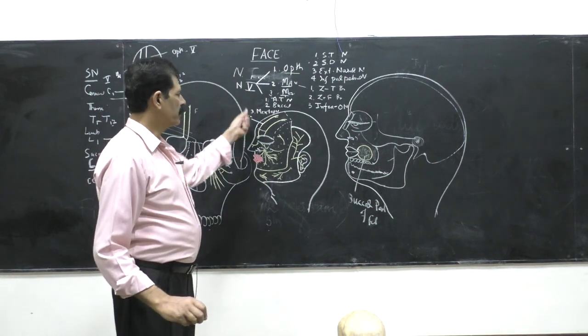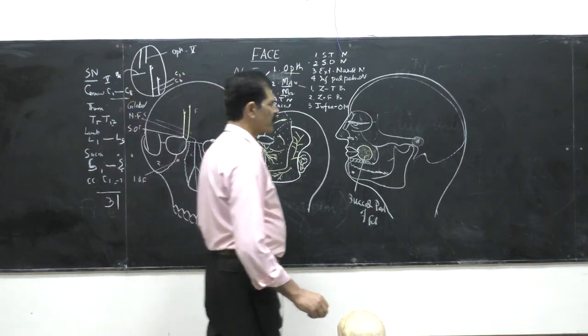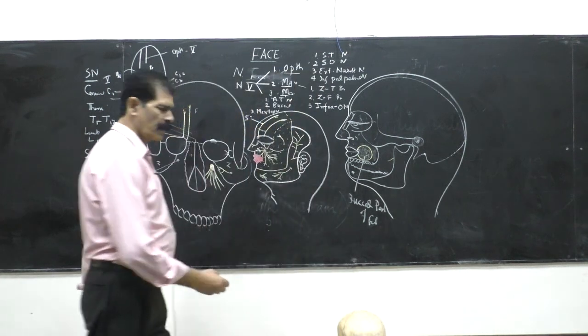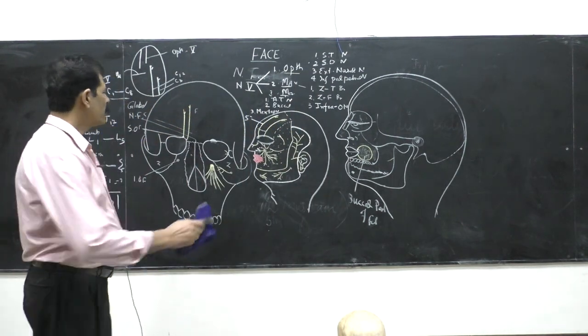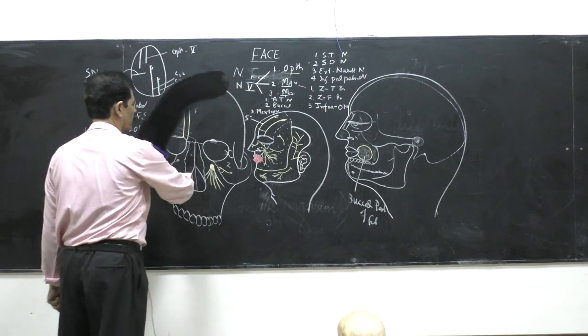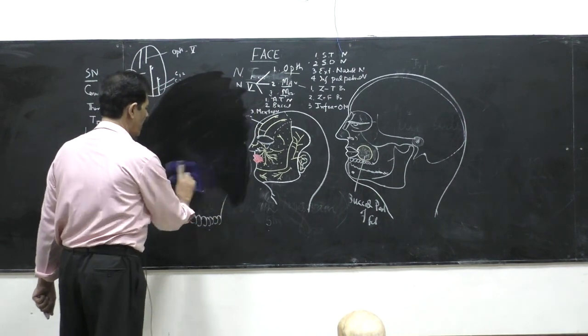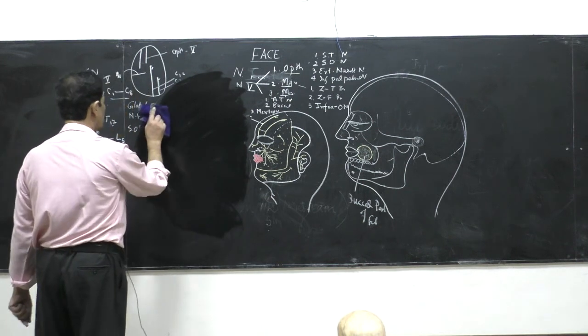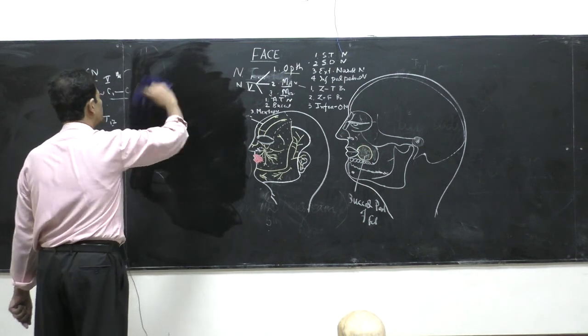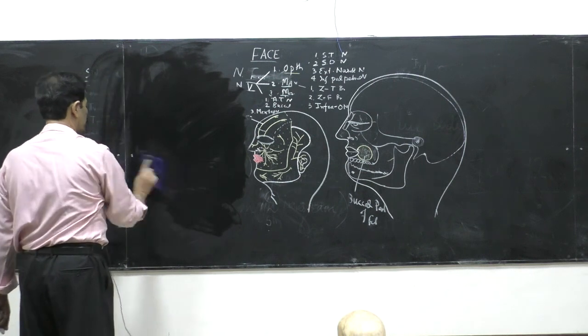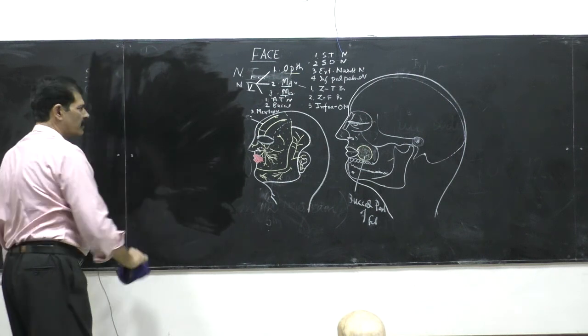So after this innervation, now come the muscles of the face. The muscles of the face are very special muscles. Why are they called special? Why are they called special muscles?